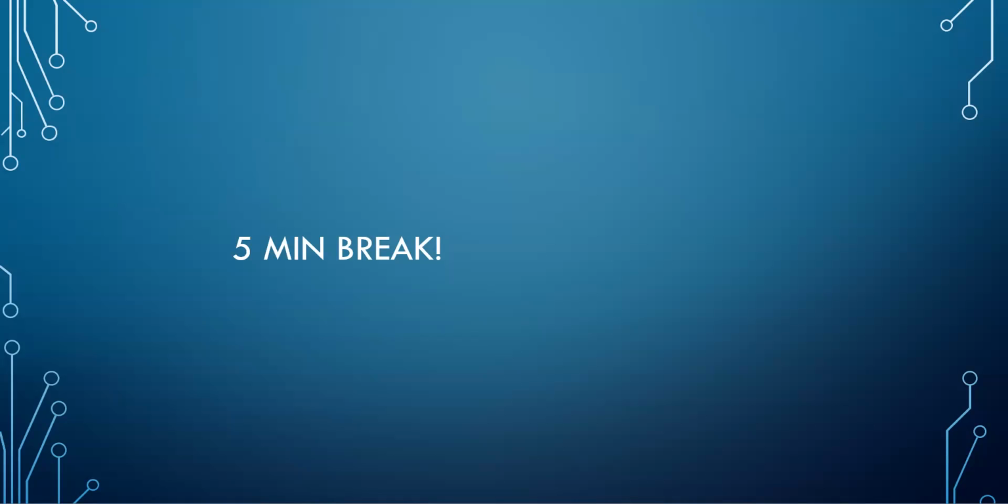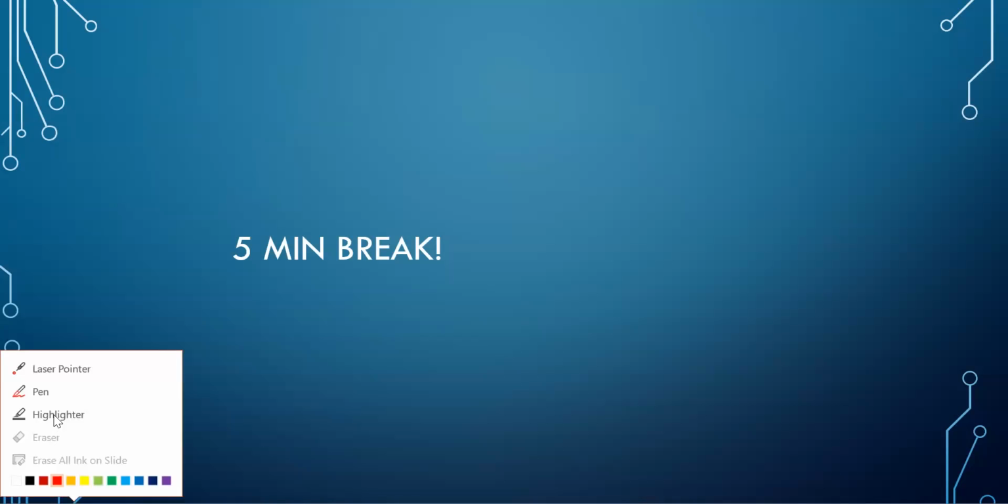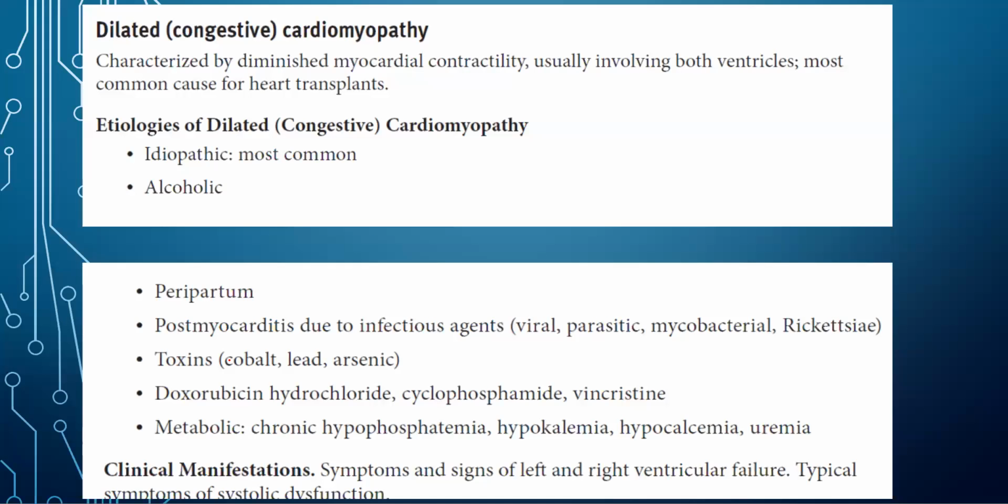All right, so let's start again. Now we start with cardiomyopathy. Cardiomyopathy means that the muscle of the heart is not working properly, right? That's why it's called cardiomyopathy. There are three types of cardiomyopathy: dilated cardiomyopathy, restrictive cardiomyopathy, and hypertrophic obstructive cardiomyopathy.